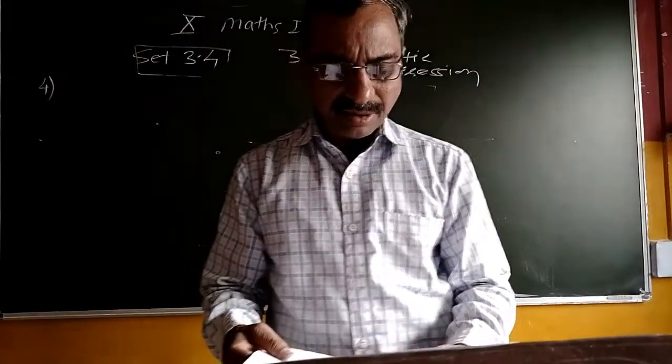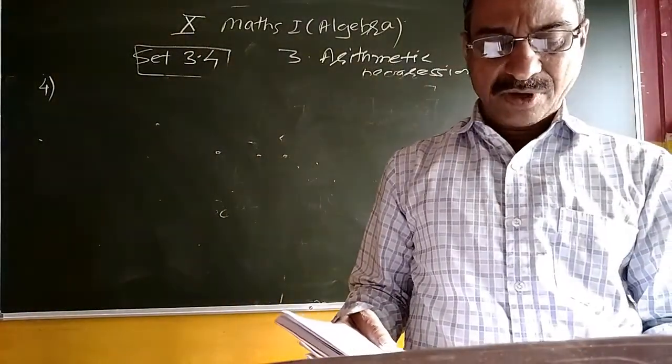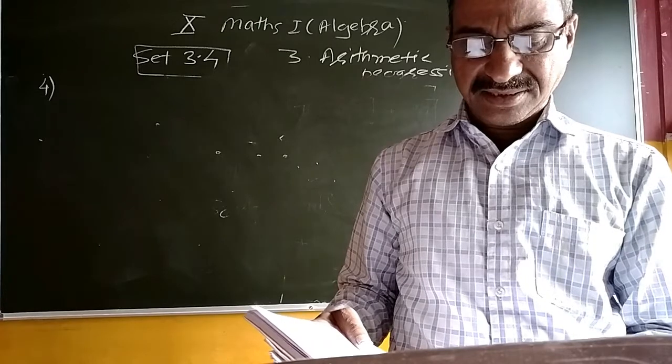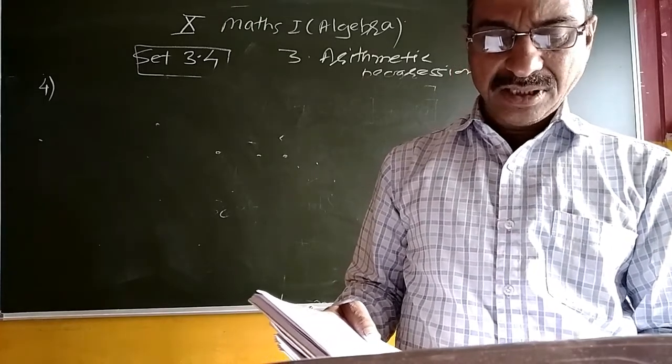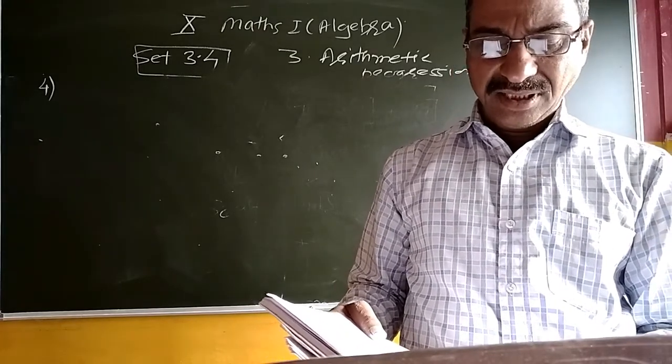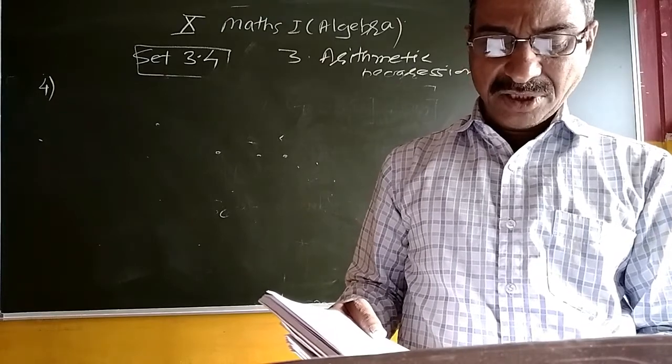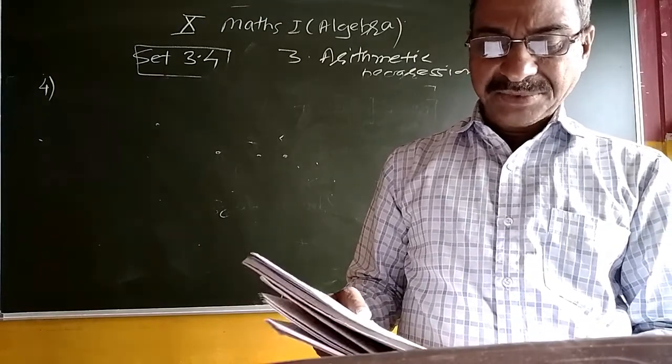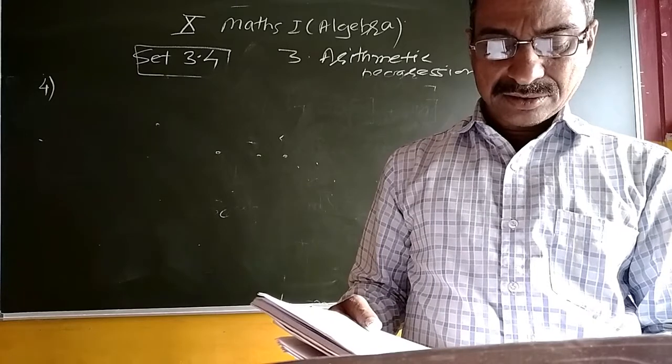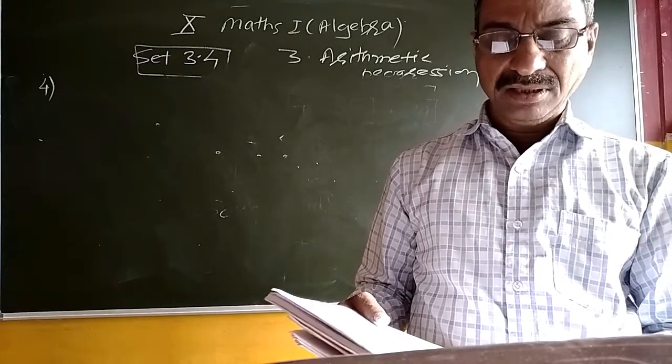There is an auditorium with 27 rows of seats. There are 20 seats in the first row, 22 seats in the second row, 24 seats in the third row, and so on. Find the number of seats in the 15th row. Find the total number of seats in the auditorium.